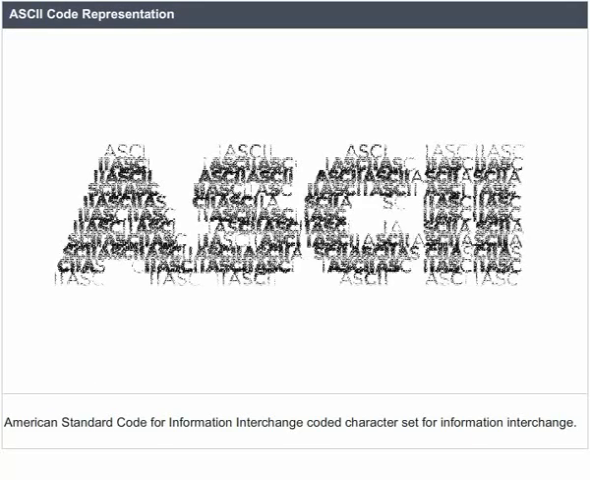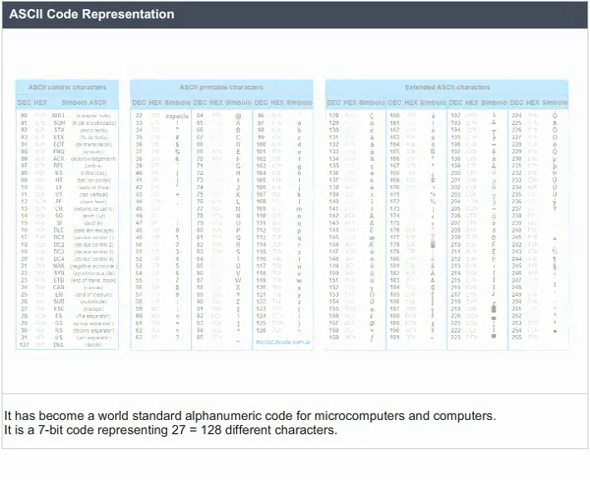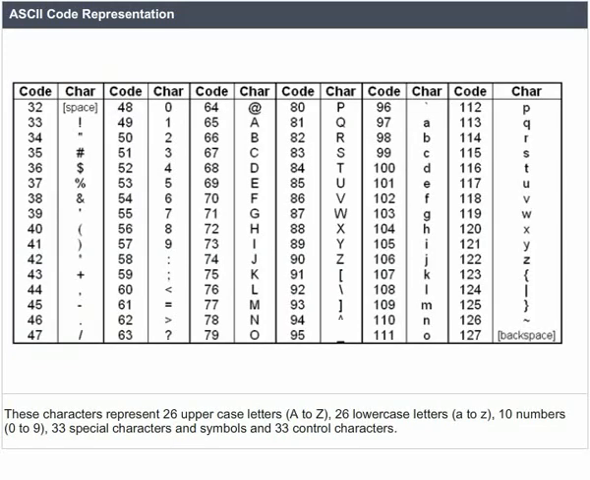ASCII code representation. American Standard Code for Information Interchange, Coded Character Set for Information Interchange. It has become a world standard alphanumeric code for microcomputers and computers. It is a 7-bit code representing 2 to the power 7, equals 128 different characters. These characters represent 26 uppercase letters A to Z, 26 lowercase letters a to z, 10 numbers 0 to 9, 33 special characters and symbols, and 33 control characters.